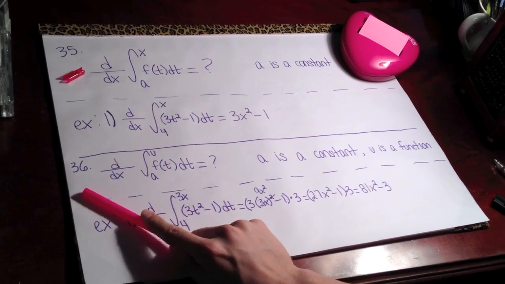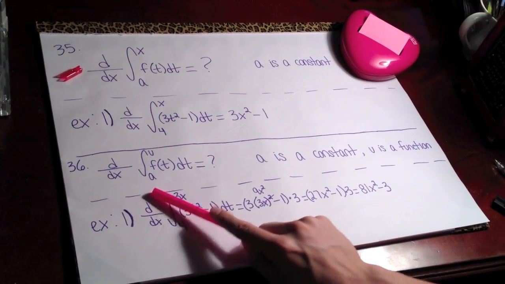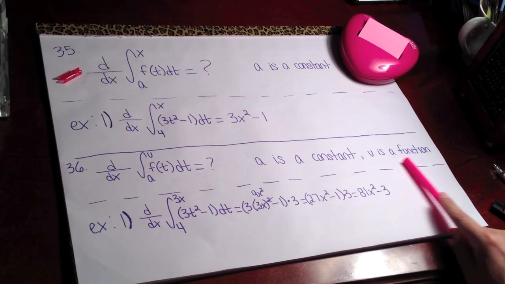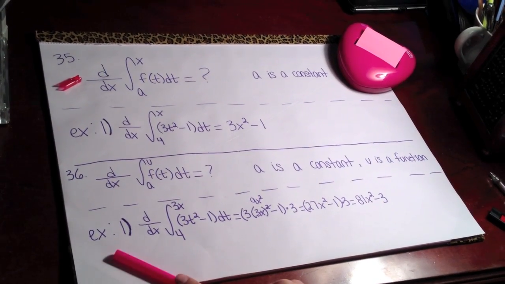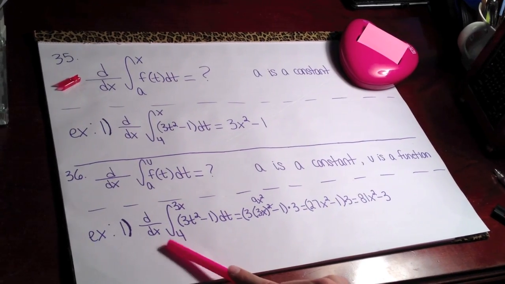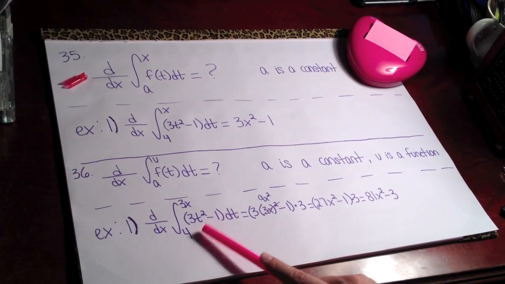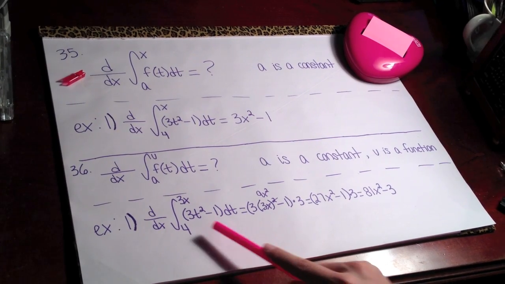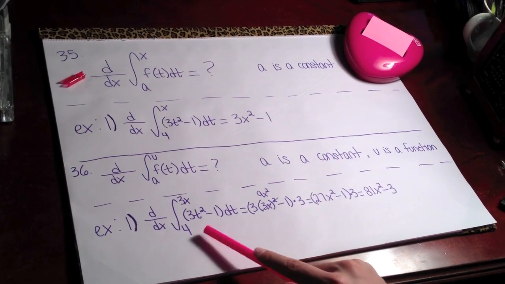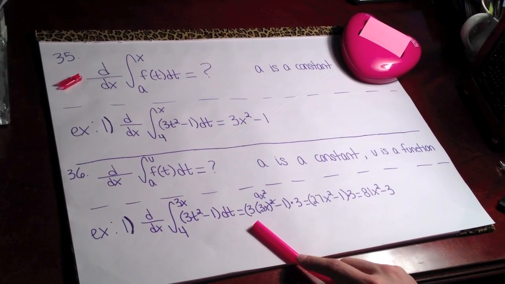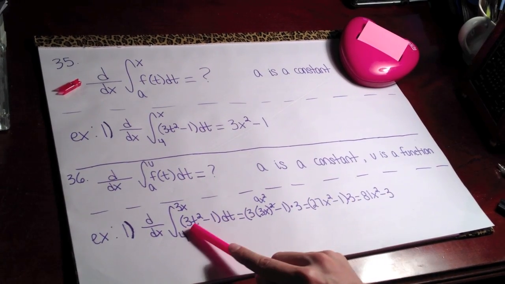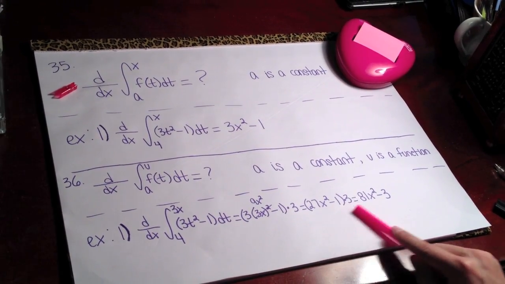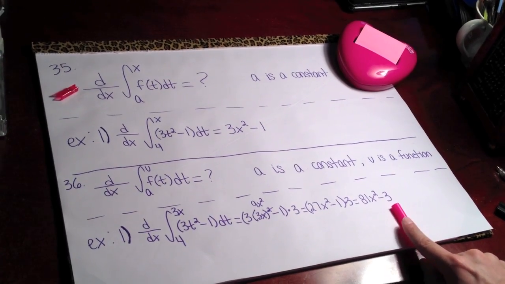Problem number 36, we're trying to find the derivative of an integral from a to u of f of t dt when a is a constant and u is a function. For our example problem, we're trying to find the derivative of an integral from 4 to 3x of 3t squared minus 1 dt. Since it is 3x and rather than just x, you have to use the chain rule. After all of the arithmetic, you just sub in 3x for t, and you find that the answer is 81x squared minus 3.